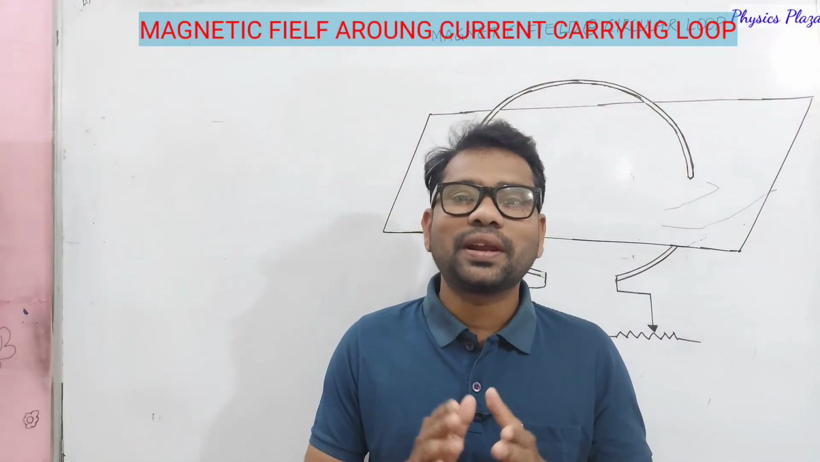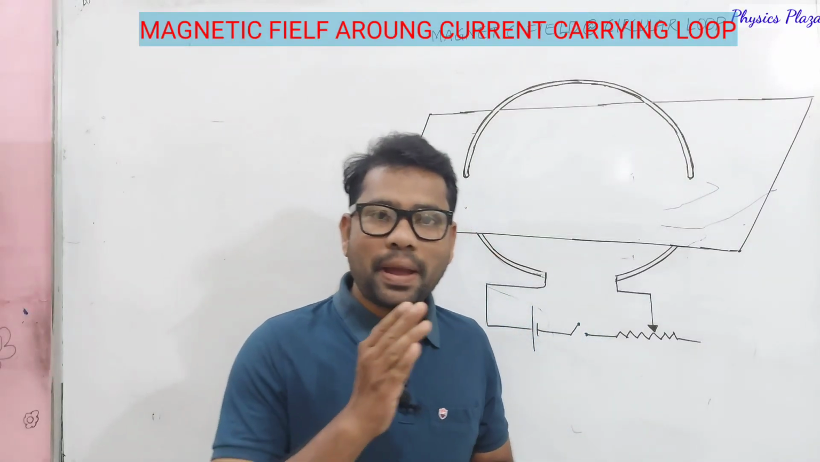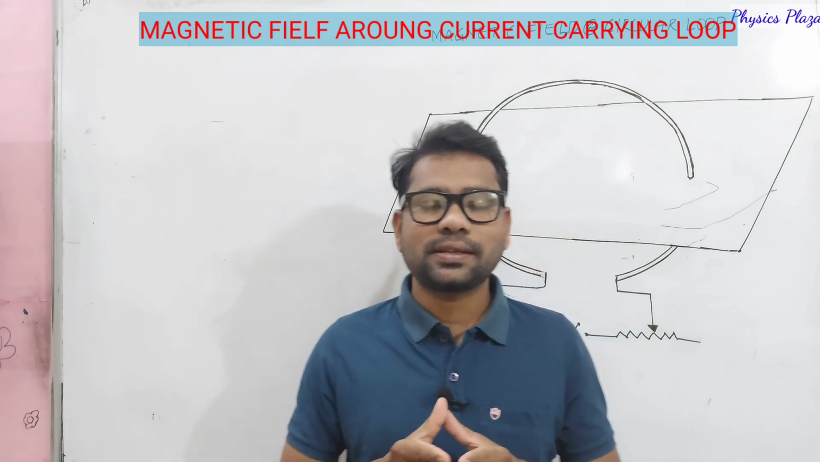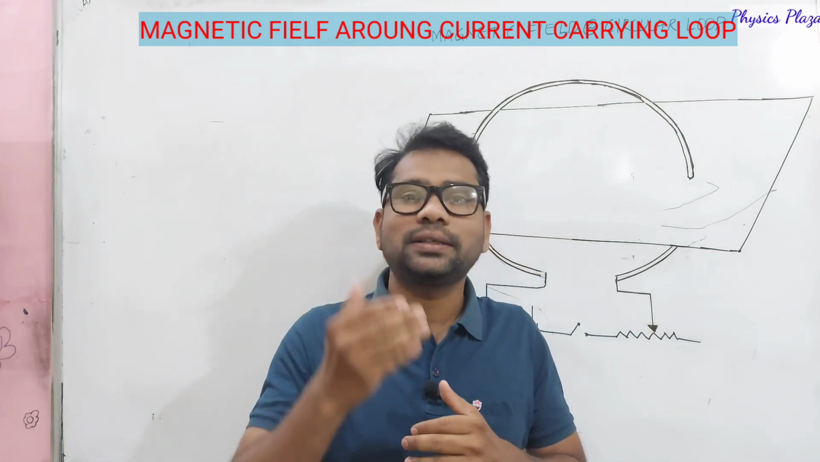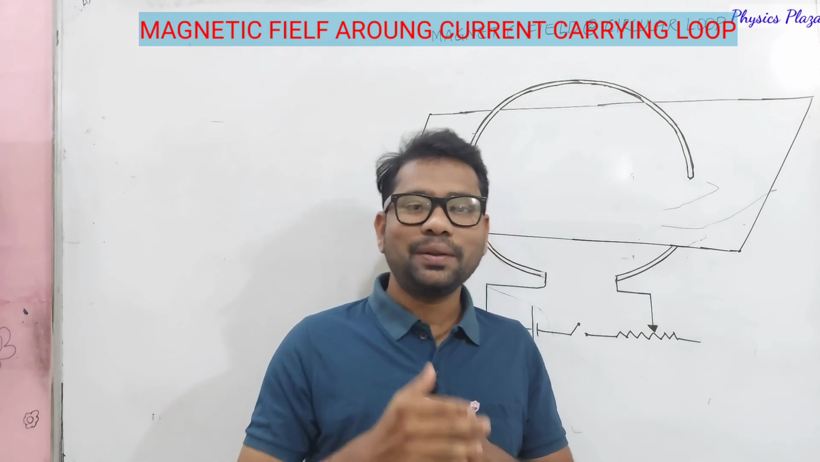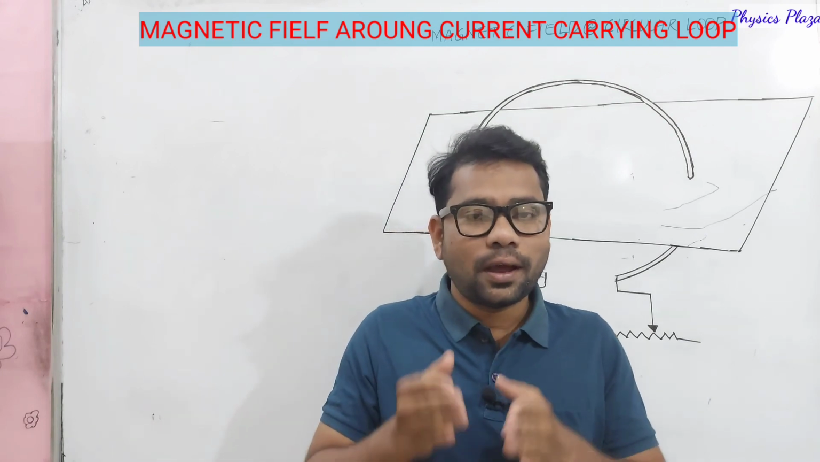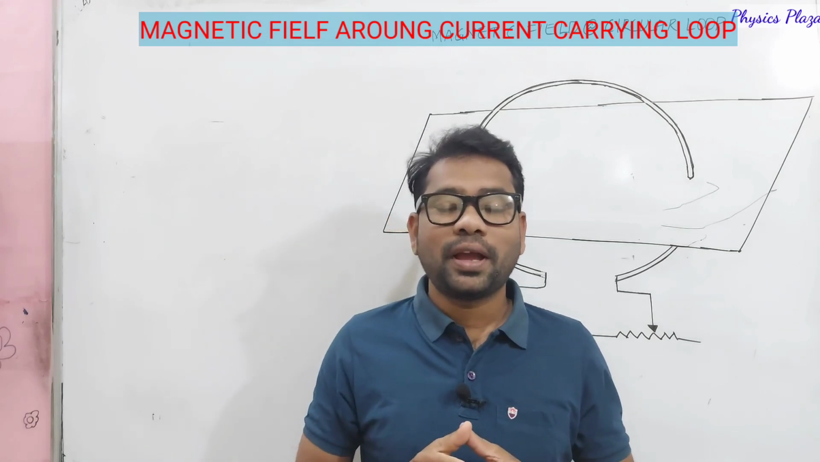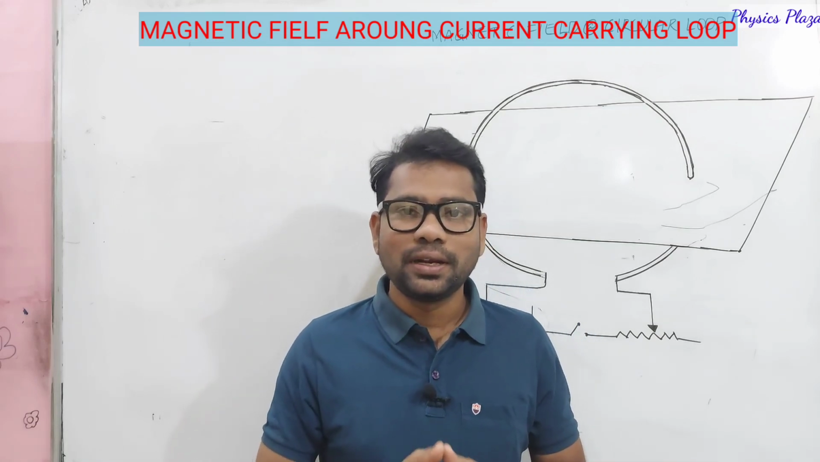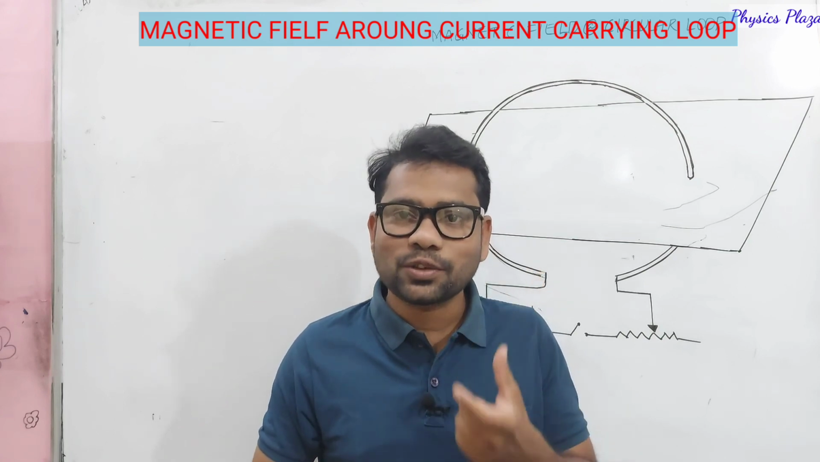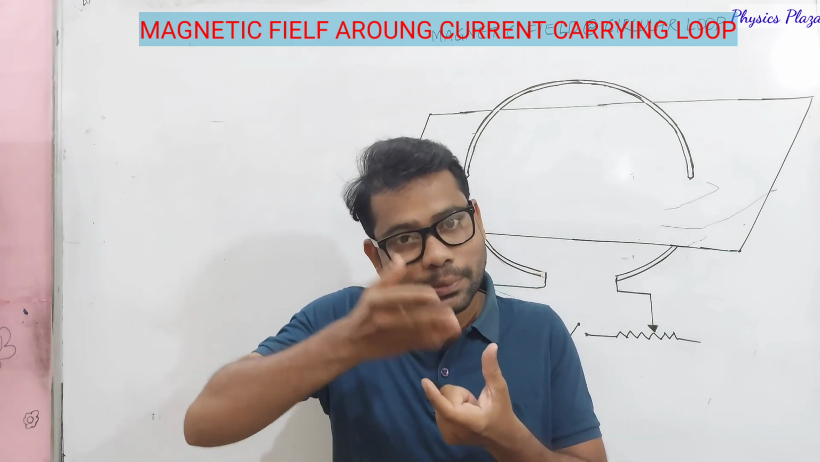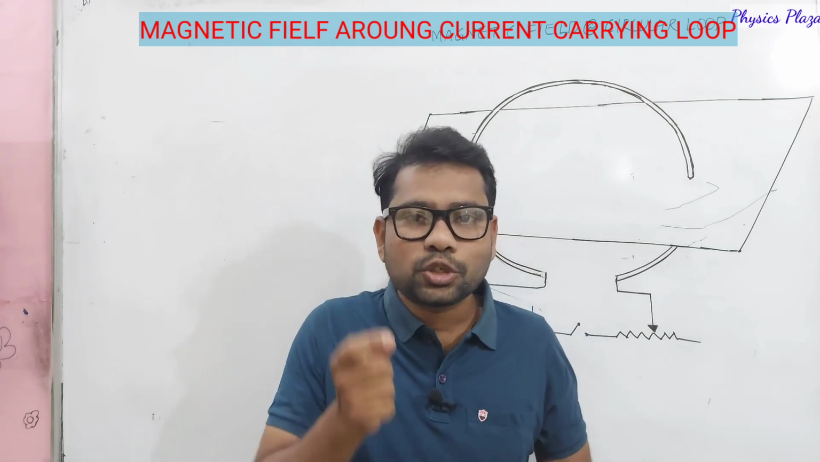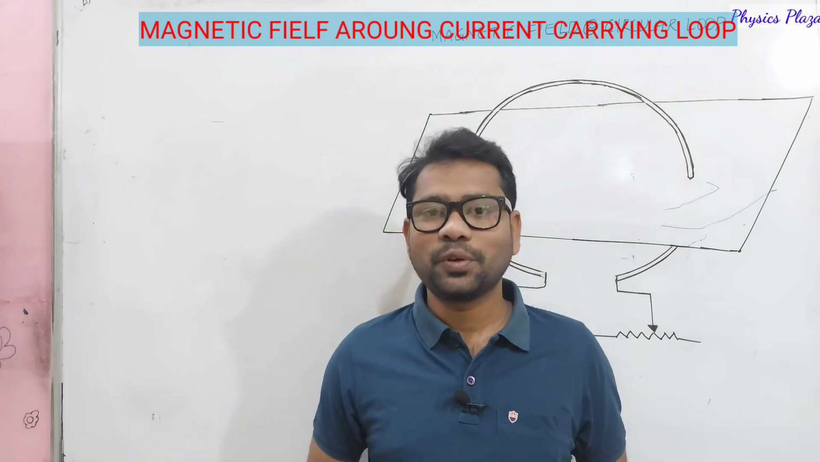Dear children, in today's class, we will be discussing the magnetic field due to a circular loop. Then we discussed the magnetic field pattern around a solenoid. Then we discussed the magnetic field around an electromagnet, the similarities between a current carrying solenoid and a bar magnet, and the differences between an electromagnet and a permanent magnet. Okay, fine.